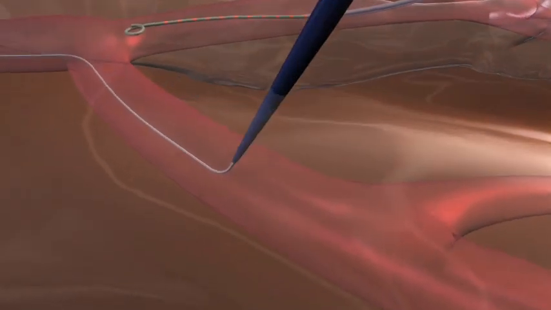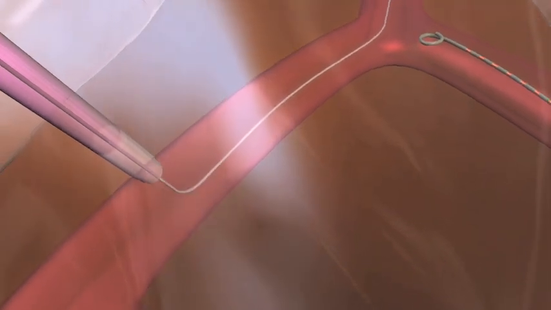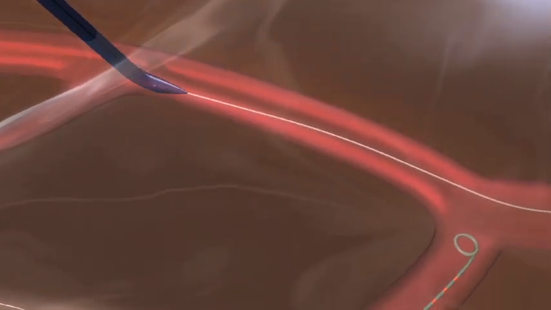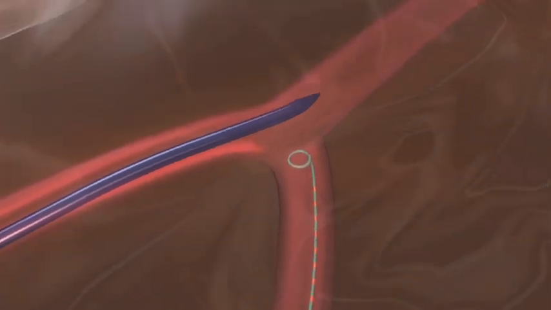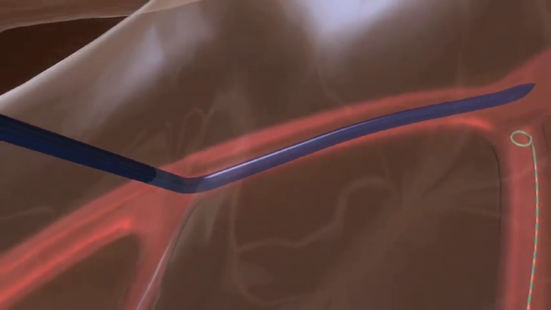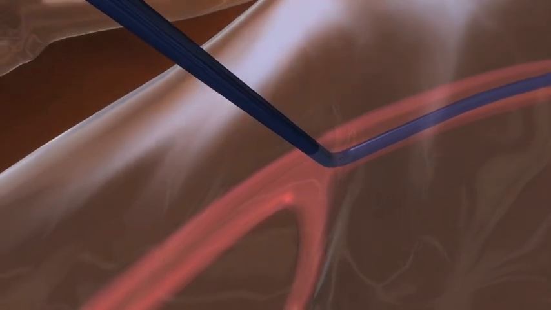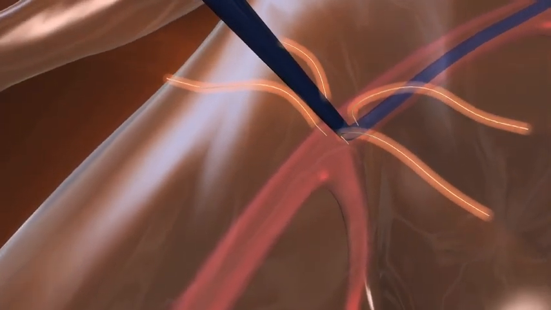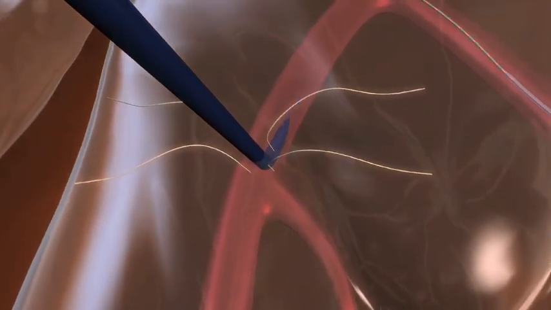Insert 9 French introducer over guide wire to further dilate the vessel. If indicated, exchange the 9 French introducer for a pre-closure device. Remove the guide wire as the pre-closure device is advanced through the artery. Deploy sutures and reintroduce the guide wire as the device is retracted.